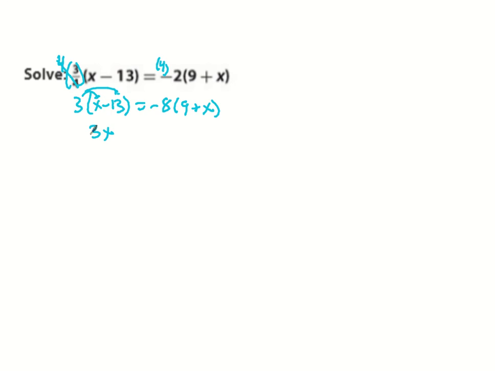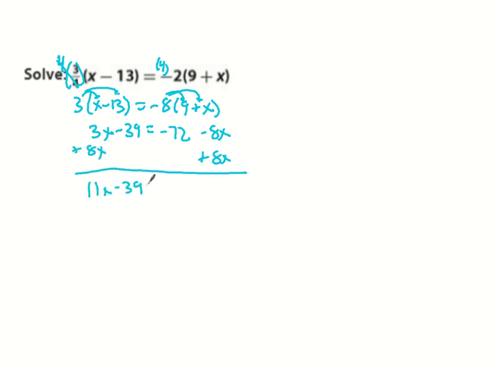So I got to do 3 times x, which is 3x. 3 times -13 is -39. Bring down my equal sign. -8 times 9 is -72. -8 times x is -8x. And again, we're right back to a normal equation with the variable on both sides. I can add 8x to both sides. I'm left with 11x minus 39 equals -72.